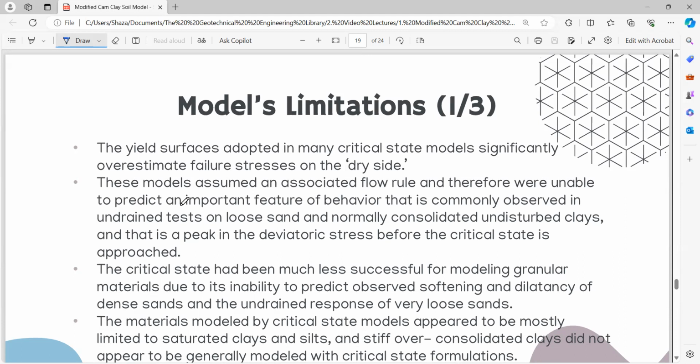So, what are the main limitations of this model? First, it overestimates the stresses on the dry side. What do we mean by dry side in soil mechanics? It refers to the condition where the soil has a lower water content. So the water content is low in the soil. The soil is denser and the void ratios are small. So this is one limitation of this model.